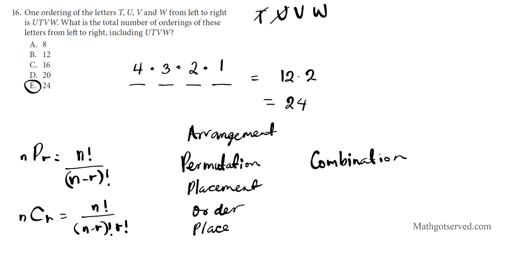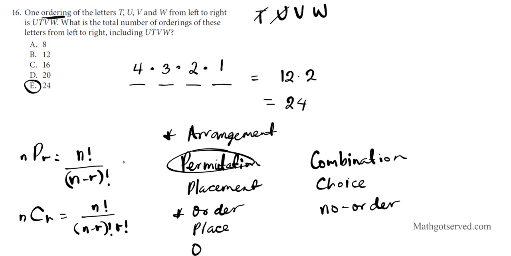So what are we doing here? We're arranging letters, right? The question says ordering, so that automatically tells you that permutation is what we're using. Combination has to do with just choice. You're free to just choose wherever you want to place it. There's no order there. Permutation involves order, and combination has no order in it. So we're going to be using the permutation formula for this problem.